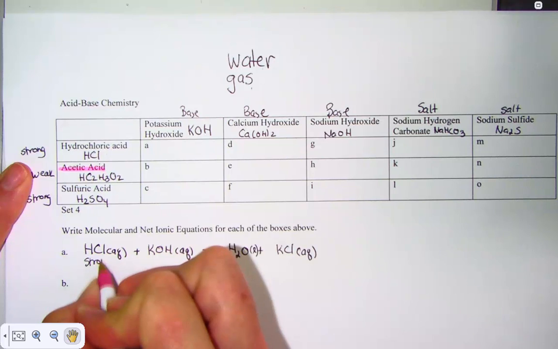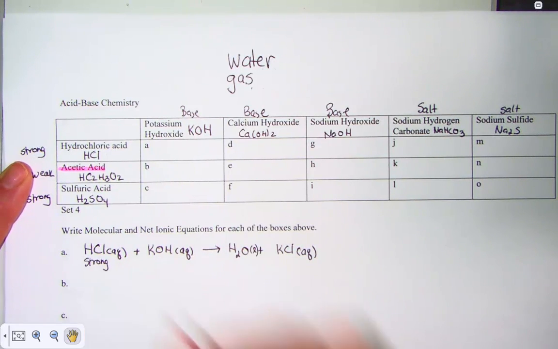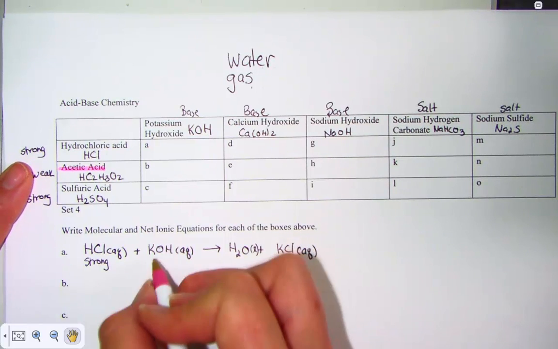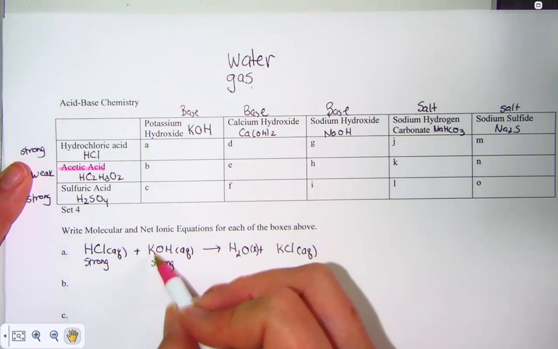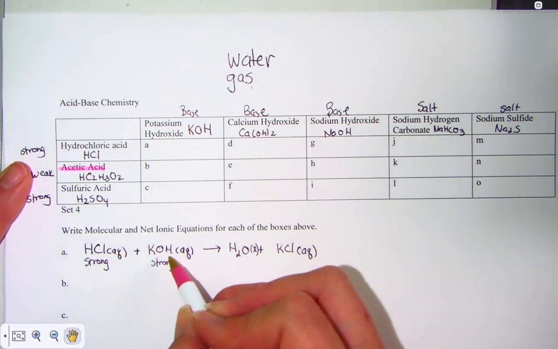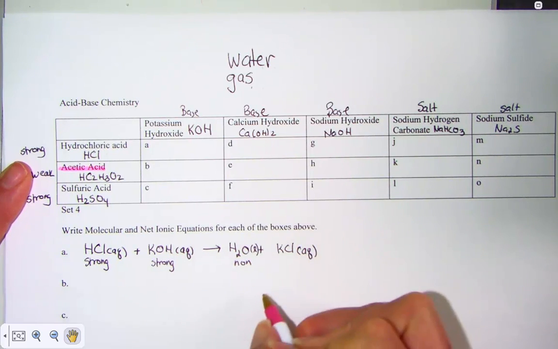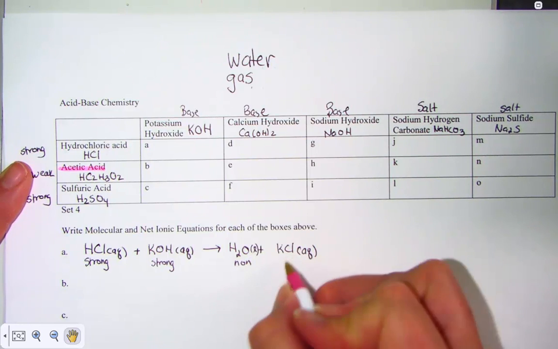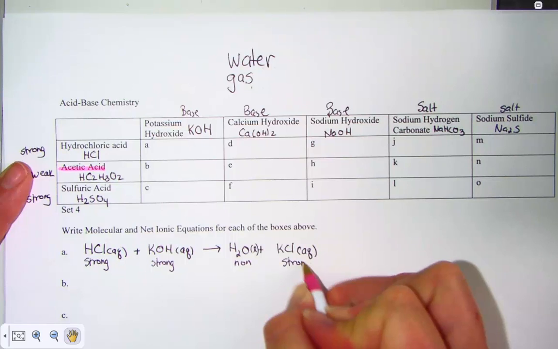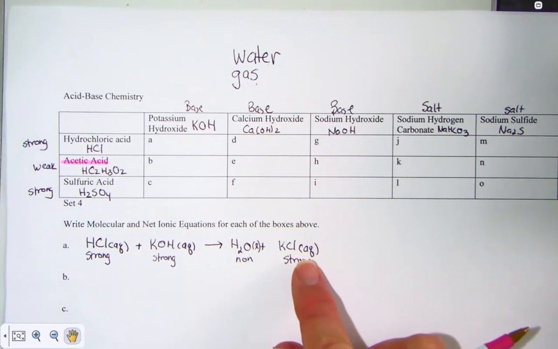We know to dissociate the strong electrolytes. HCl is a strong electrolyte. It will dissociate into H positive ions and Cl negative ions. KOH is a strong electrolyte. It will dissociate into positive potassium ions and negative hydroxide ions. Pure water is a non-electrolyte. It stays together since it is a molecular compound. And KCl is a strong electrolyte. It will dissociate into potassium ions and chloride ions.